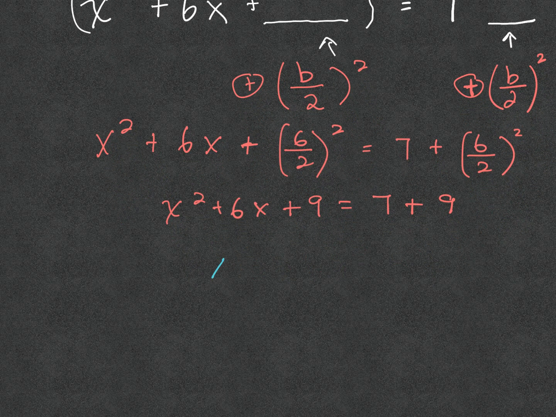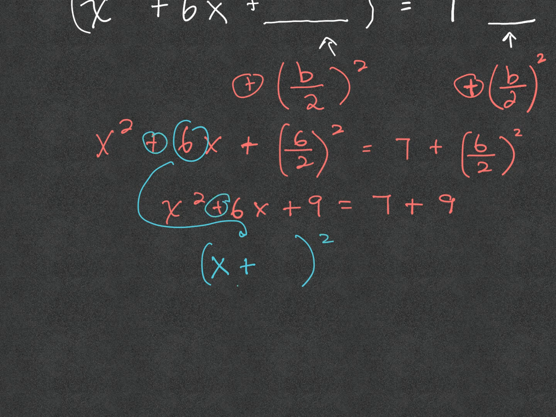Okay, so when we do that, what are we going to get? Well, we're going to get x plus b over 2. If you don't know what to put into the square, same sign here, that gives me the plus. It's always b over 2, b divided by 2. 6 divided by 2 is 3. That is going to equal 16.